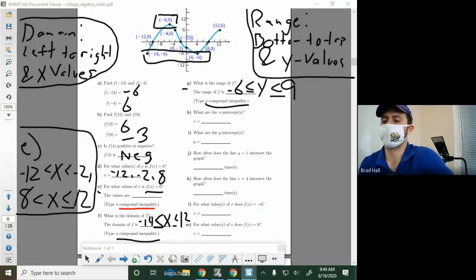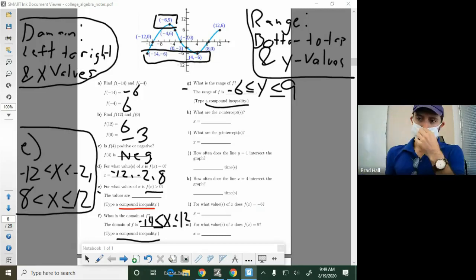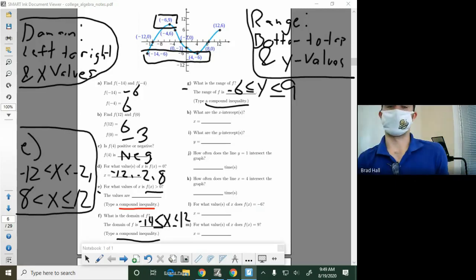Let's move on to part H, which wants us to find something called the x-intercept. Exactly, it's when y is 0. So what is an x-intercept? I haven't formally defined it yet. That's when, in other words, y is 0, or if you're given a graph, you can think about it as when does the graph cross the x-axis?